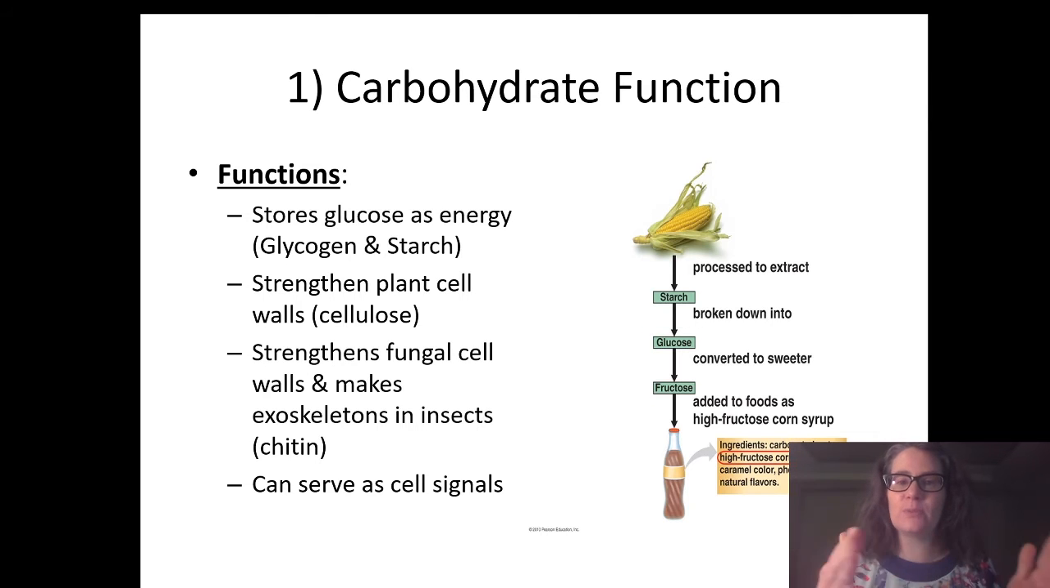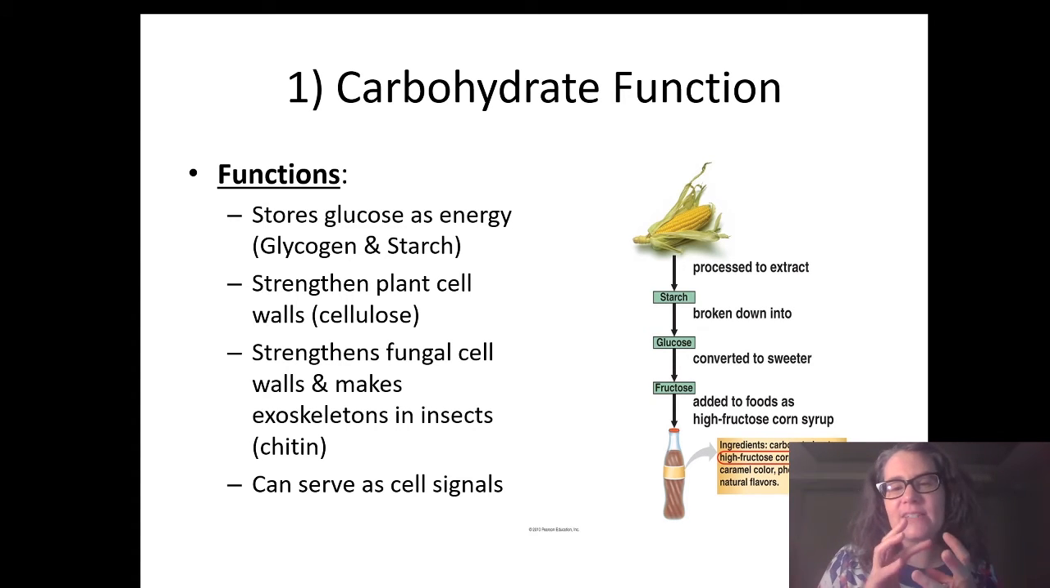Cellulose, again, is used for plant cell walls, so an outside cellular structure. Fungal cell walls and exoskeletons, the outside surfaces of insects, are built from another complex carbohydrate called chitin. And then sometimes carbohydrates can serve as signals inside of our body, telling other cells either what they are, that they belong, that they're self, so they belong to you, or signal other things for cell-to-cell communication.